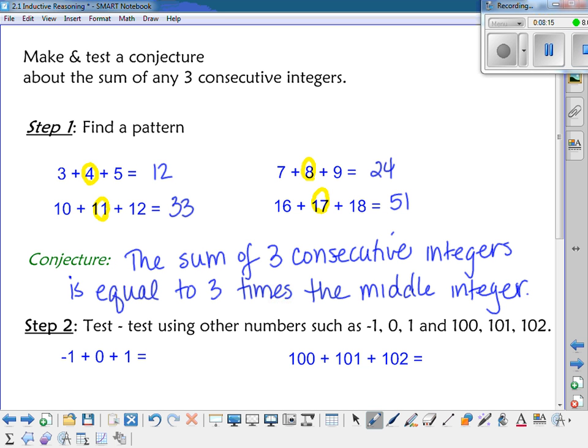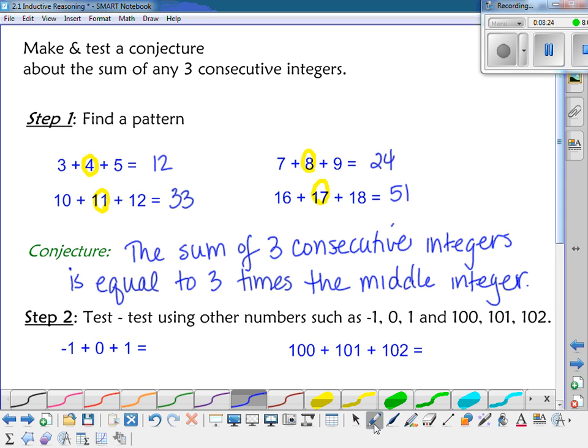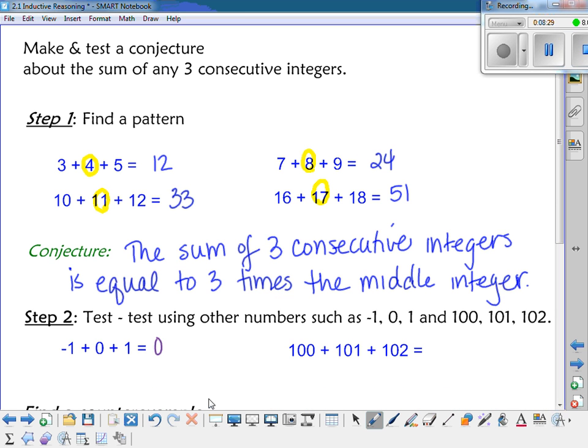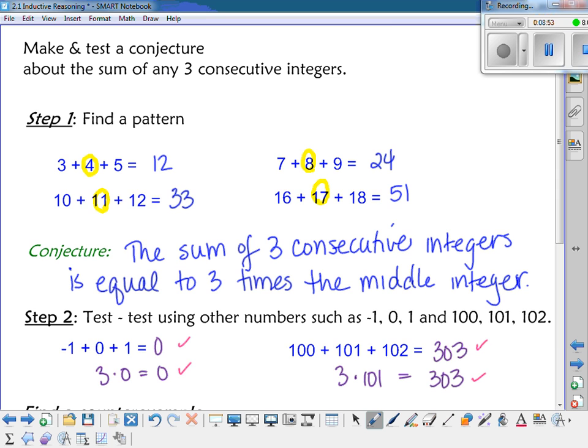So step 2 now, we're going to test it by using some other numbers to see if it still works. So if I add -1 plus 0 plus +1, that adds up to 0. And the middle integer is 0, and 3 times 0 also equals 0. If I add 100, 101, and 102, that adds up to 303. And again, the middle integer is 101, so 3 times 101, I get the same thing, 303. Now obviously you can't test it forever and ever, but you can see that at least in these 2 cases it seems to be working.